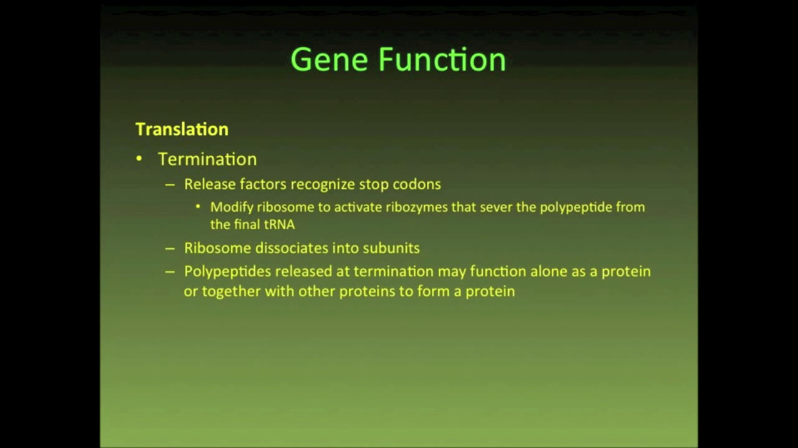Once the ribosome has reached a stop codon, a portion of the large subunit, along with proteins known as release factors, sever the polypeptide from the last tRNA. The ribosome then dissociates into its two subunits and releases the mRNA transcript.